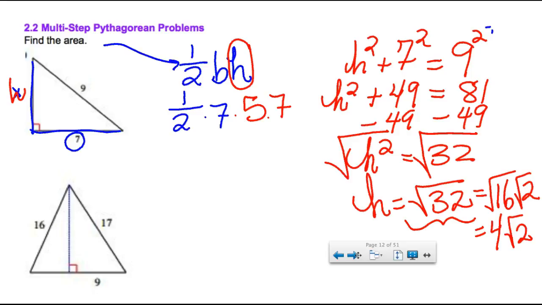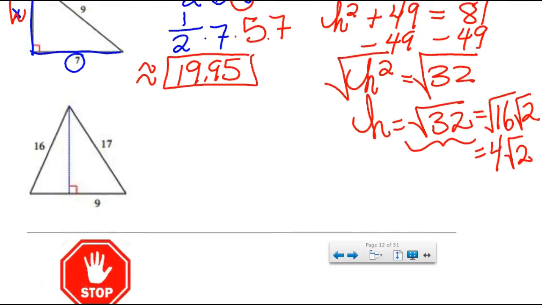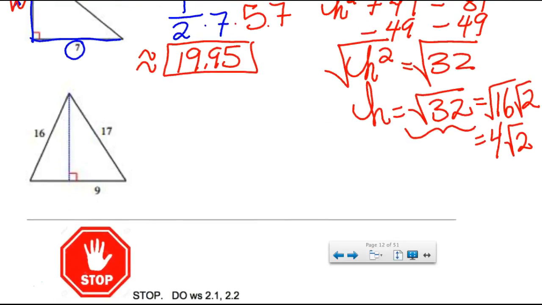So now let's get an approximate. This is our symbol for approximation. Because I've rounded, it's going to be approximate, but for our purposes, it'll be just fine. So I'm going to do 1/2 times 7 times 5.7, and I'm going to get 19.95 as the area of that triangle. So I had to use the Pythagorean theorem to help me find a missing part. One more, and then this video is done.